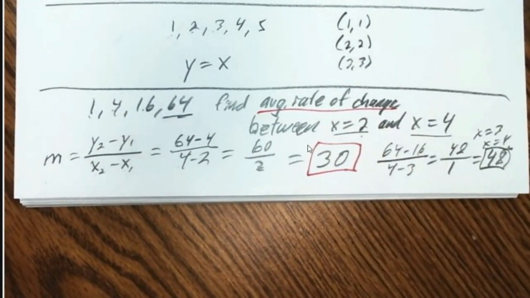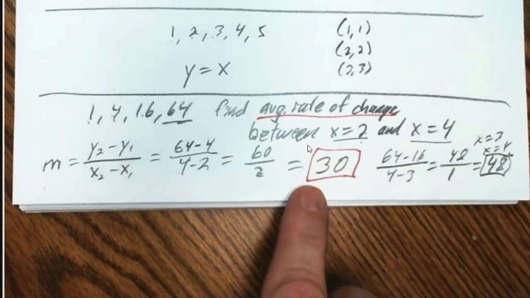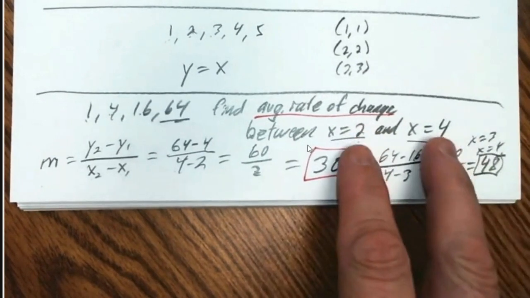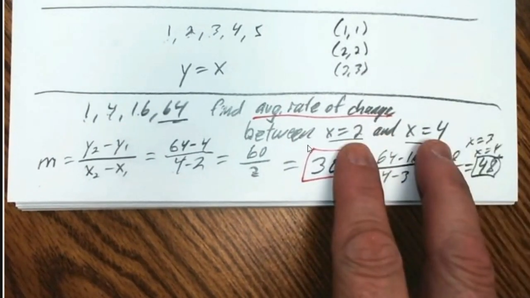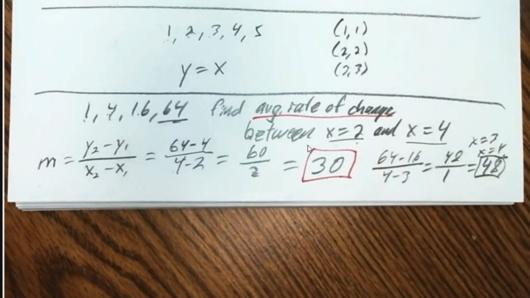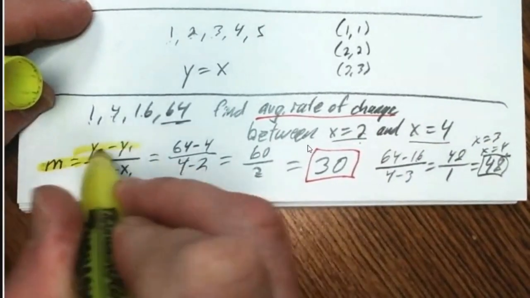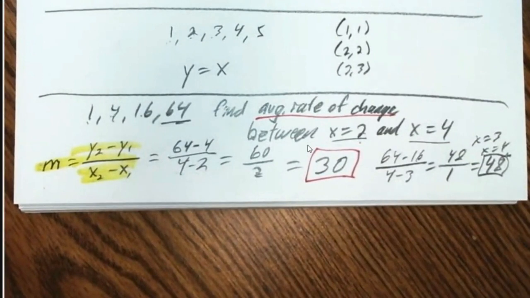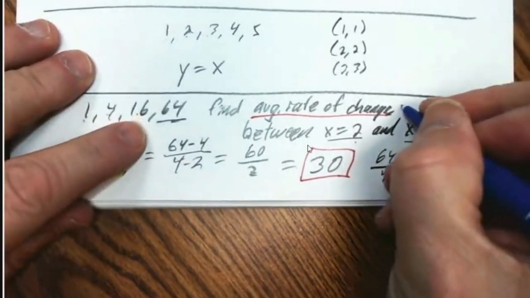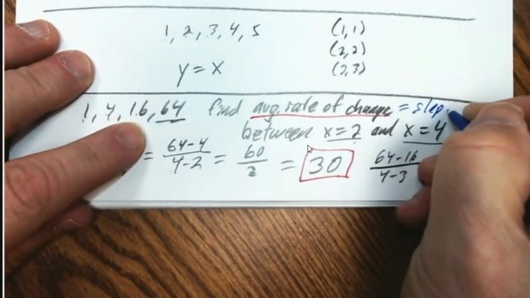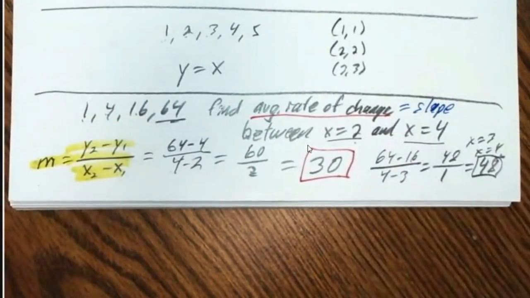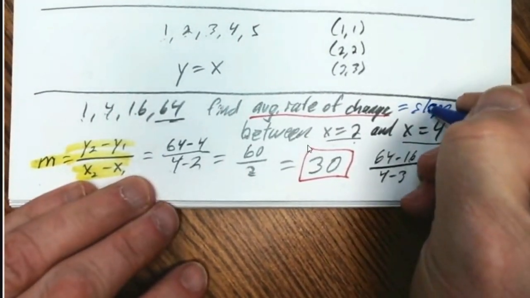With an arithmetic sequence, it should be the same because you're adding the same amount every time. The slope is consistent with arithmetic. But the average rate of change is going to be different in a geometric sequence depending on the 2 points you choose. So I guess this should be in your notes if you don't remember it from Algebra 1. How do I find the slope or average rate of change? Average rate of change equals slope. There we go. Put that there. That equals the slope.